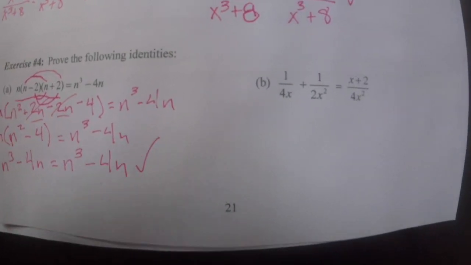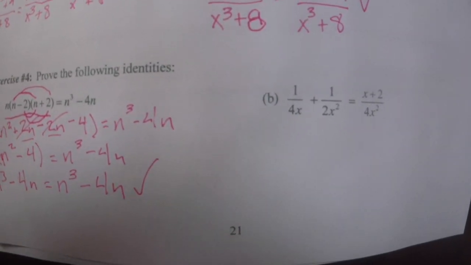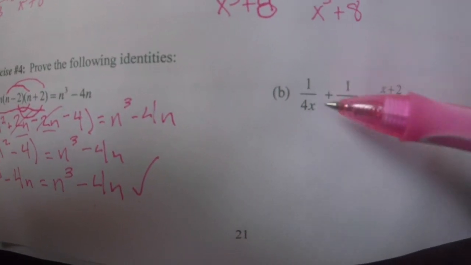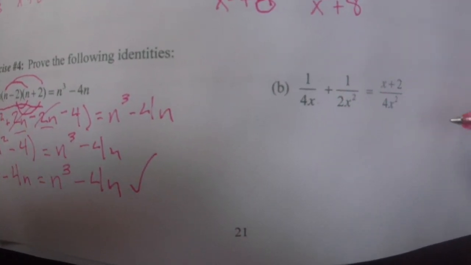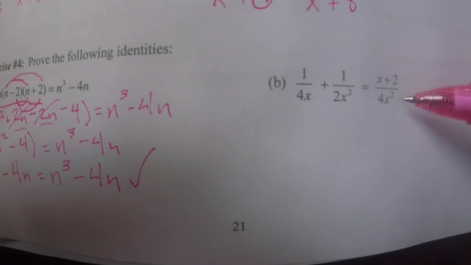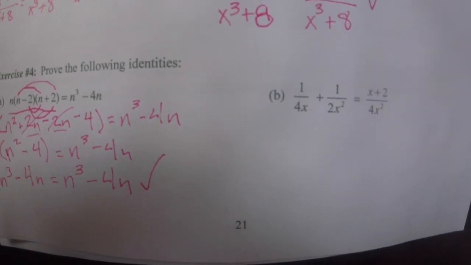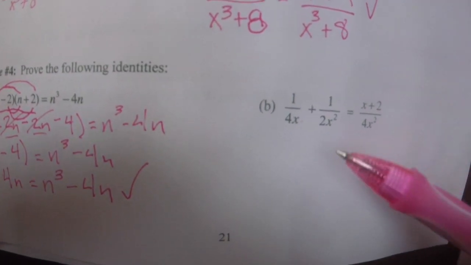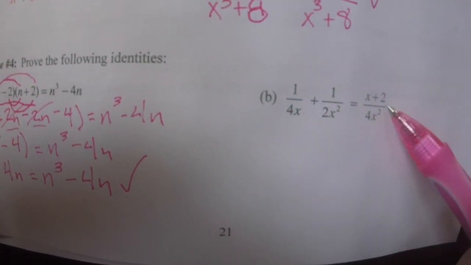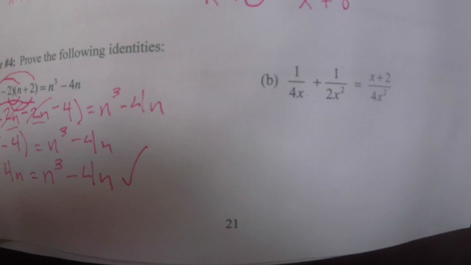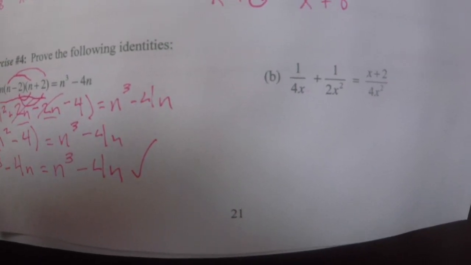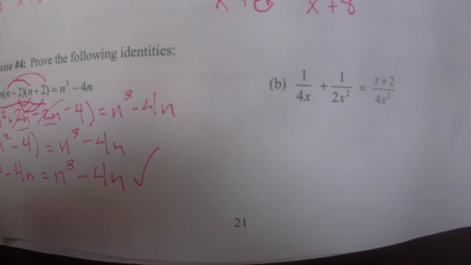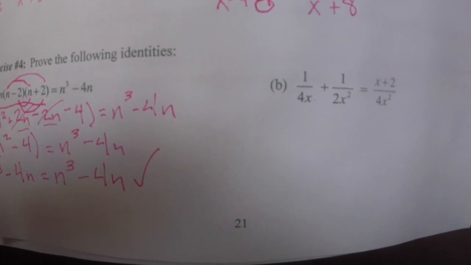All right, part B now. I know you guys love fractions, so you guys should have fun with this one. We have 1 over 4x plus 1 over 2x squared equals x plus 2 divided by 4x squared. Remember, we're being asked to prove that this is an identity, meaning that this side is equal to this side. So take a second and think, which side of this equation could I manipulate a little bit to get it to look like the other side?